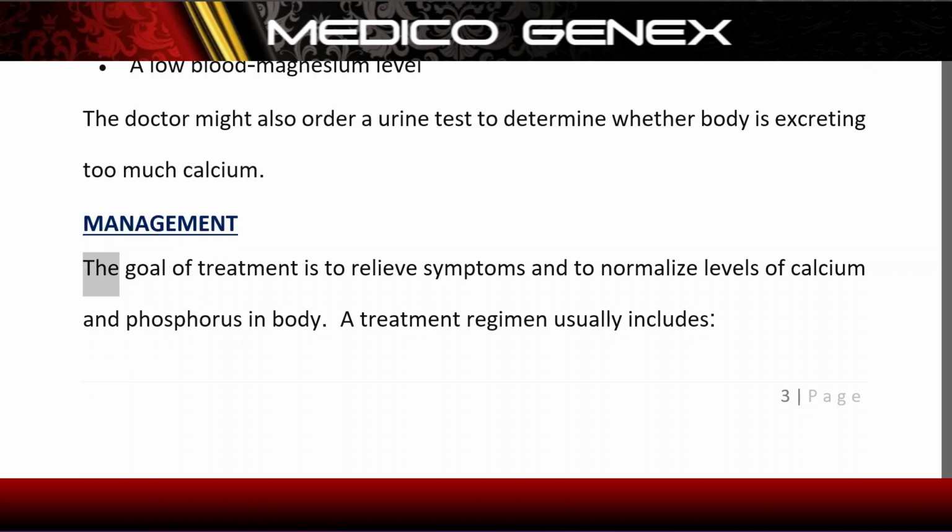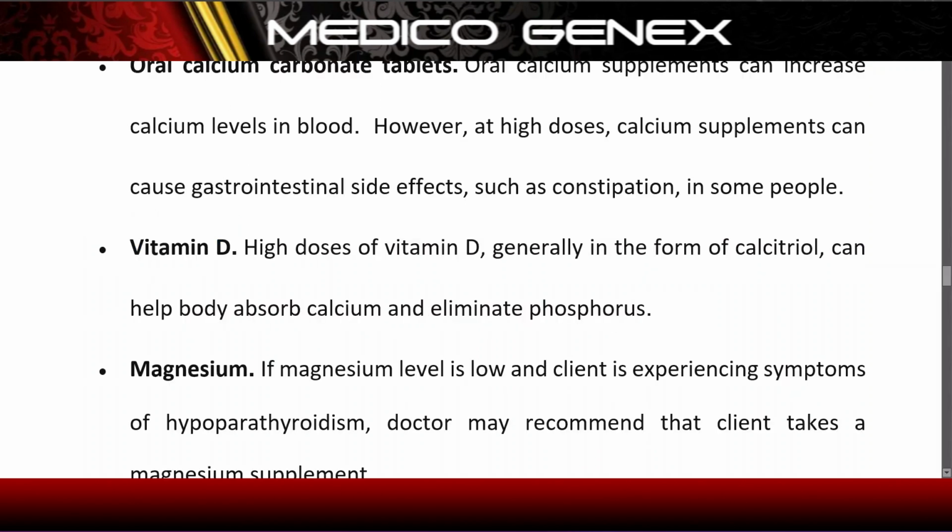Management. The goal of treatment is to relieve symptoms and to normalize levels of calcium and phosphorus in the body. A treatment regimen usually includes oral calcium carbonate tablets. Oral calcium supplements can increase calcium levels in blood. However, at high doses, calcium supplements can cause gastrointestinal side effects, such as constipation, in some people.